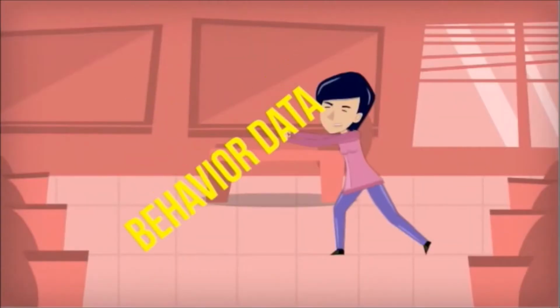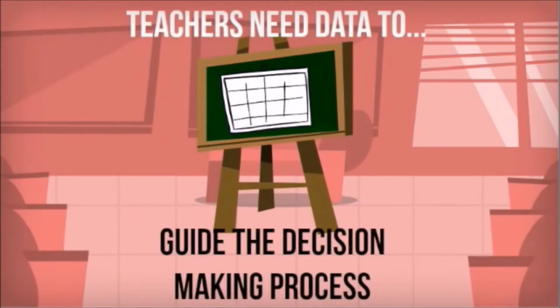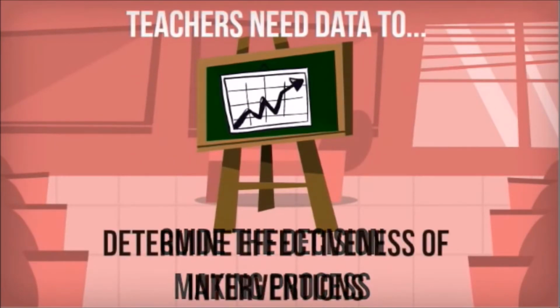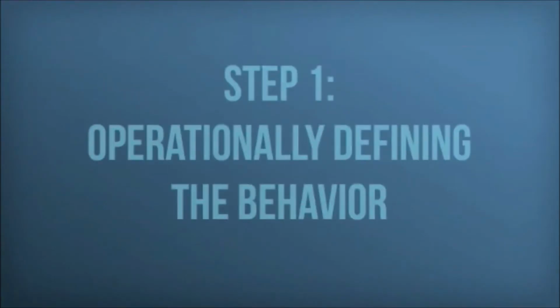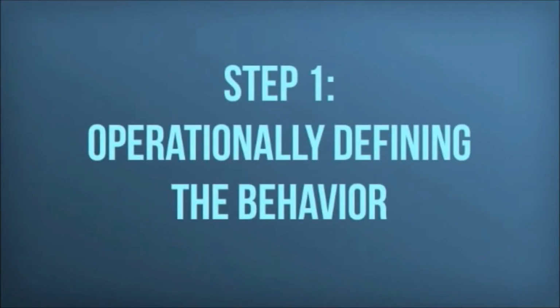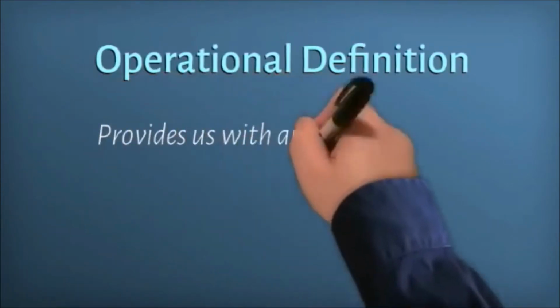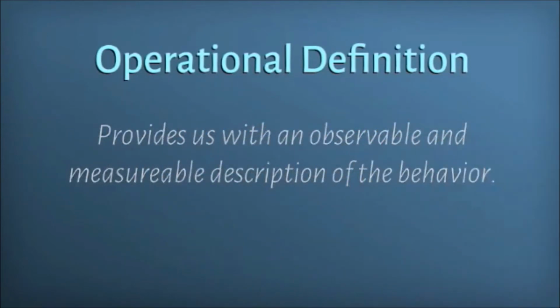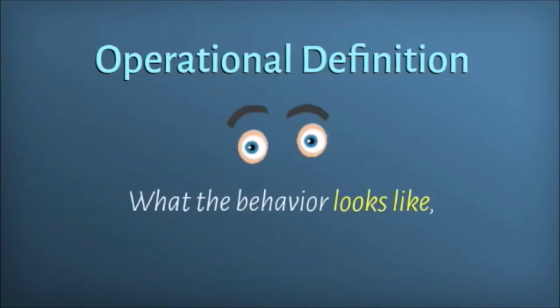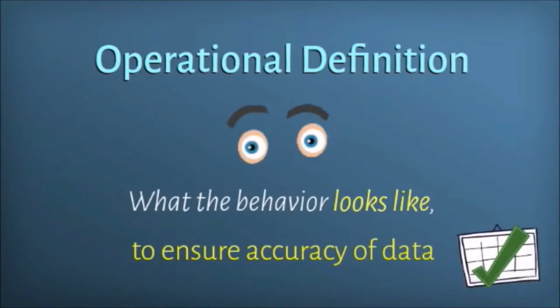Collecting data on student behavior can be challenging, but teachers need data to guide their decision-making process, and they need data to determine if what they're doing is effective. The first step in data collection is operationally defining the behavior on which we wish to take data. An operational definition provides us with an observable and measurable description of the behavior. It tells us exactly what the behavior looks like so we can ensure that our data are accurate.